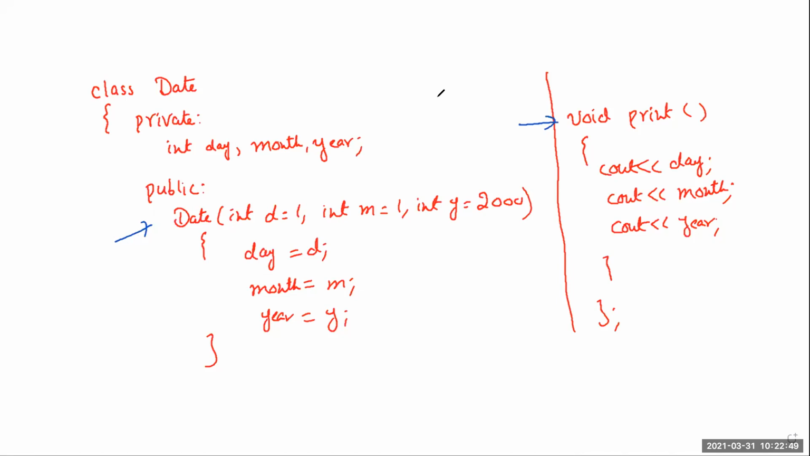So in C++, you have a provision that if there is a function in which you do not want anyone to change the data members, you can make that function constant. How do we do that? You simply write the keyword const after the function, just that. Now what will happen with that?